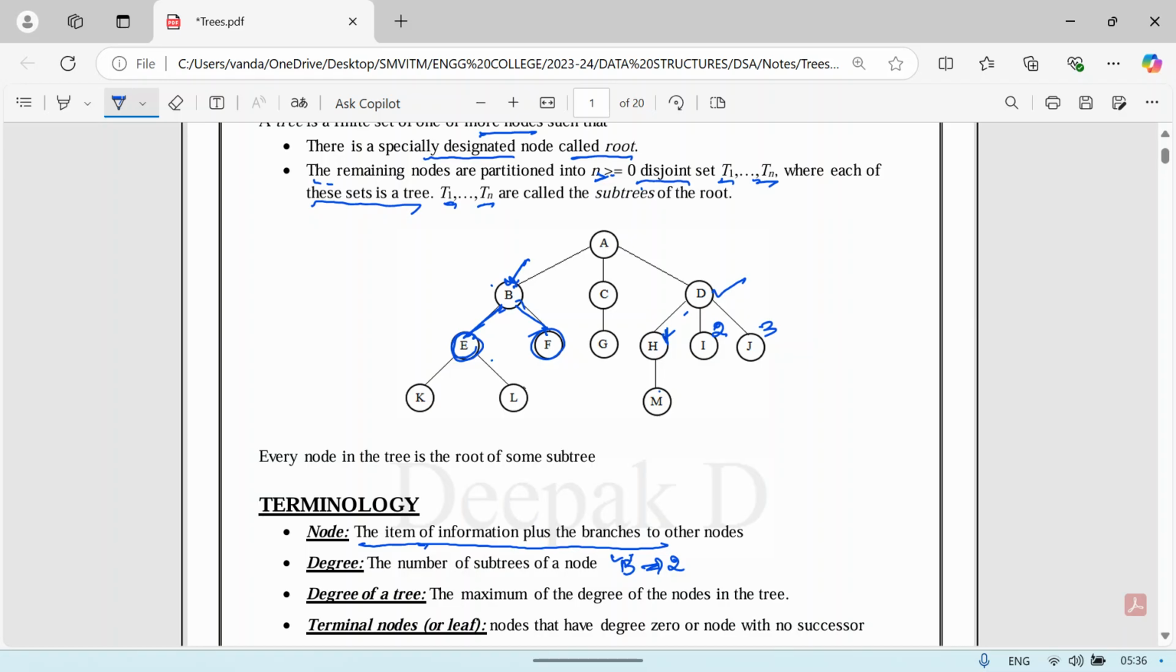For example, see here. Let us take D. D's degree is 3, correct? And what is the degree of B? B's degree is 2. Likewise, let's say A. What is the degree of A? A is also 3. So degree of the tree means the maximum degree that you have. In this case, 3 is the maximum degree that a node has, so that is why it is 3. That would become the degree of the tree.